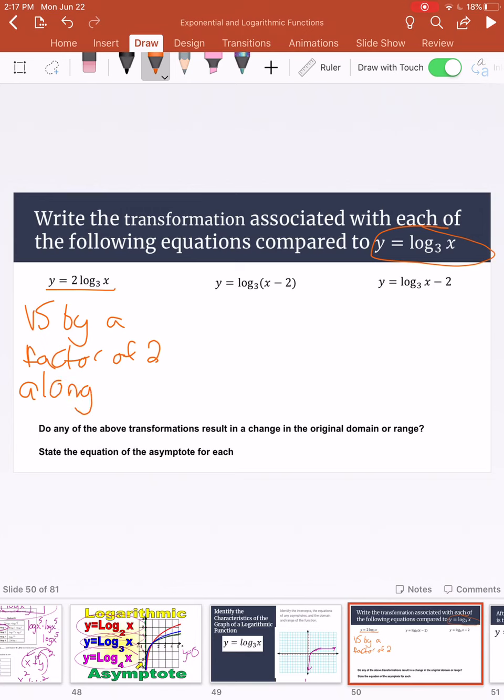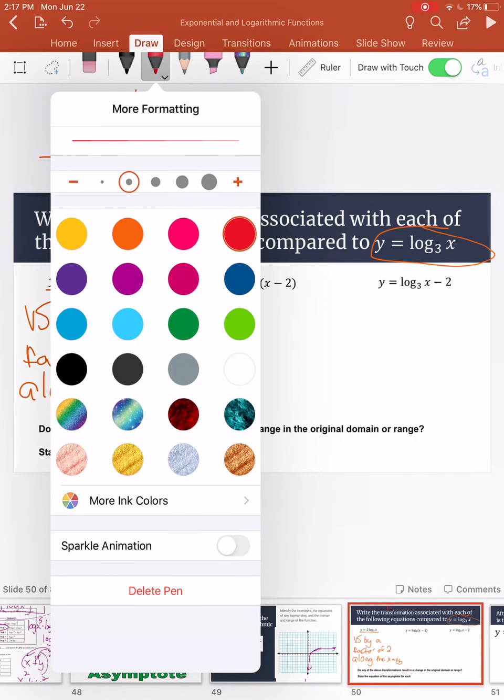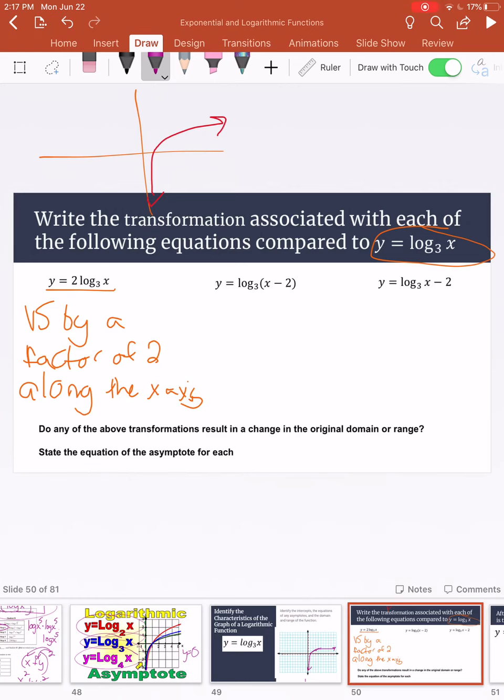Along the x-axis. Okay, so if I had a graph that looked like this is my log graph. Remember, with vertical stretches, you're always going to have an invariant point at the x-intercept there. So your graph might look something like this if I vertically stretch it. However, that x-intercept wouldn't change because it's an invariant point, and also that vertical asymptote would not change, right? It would still stay at 0 because it's still approaching 0 towards infinity.